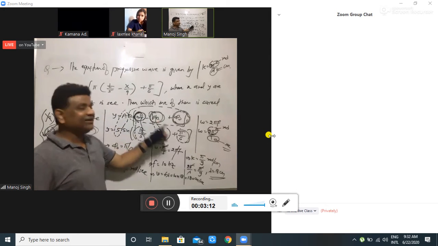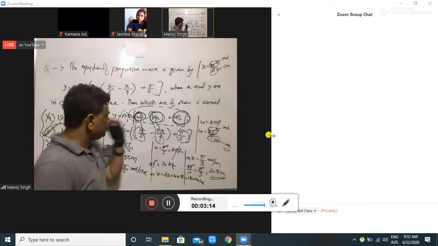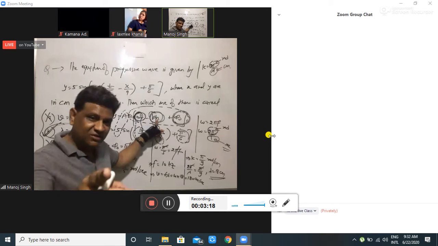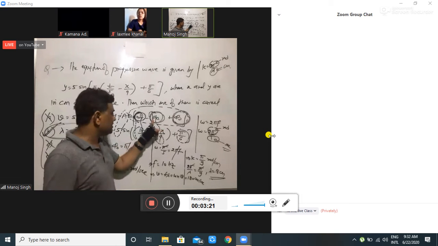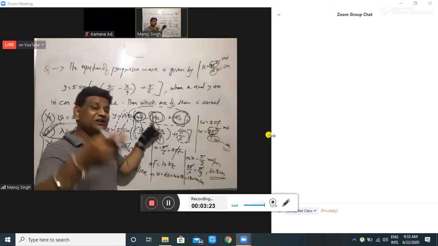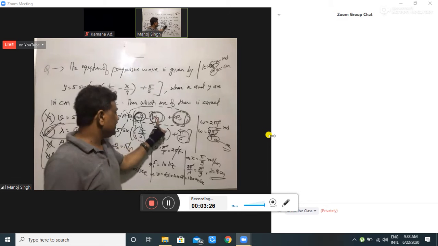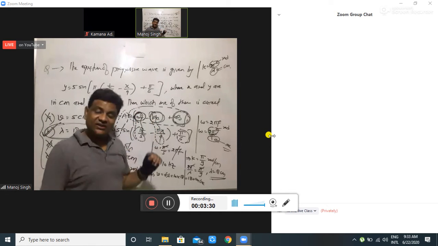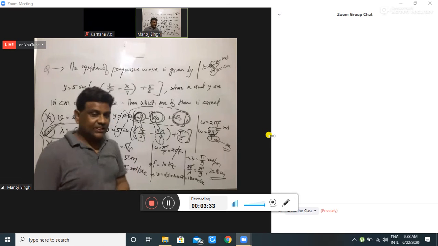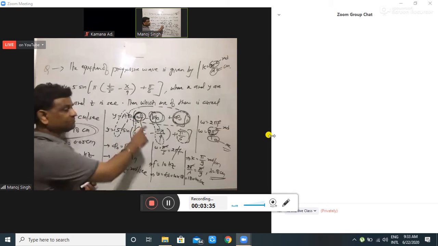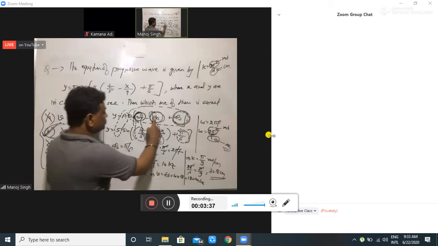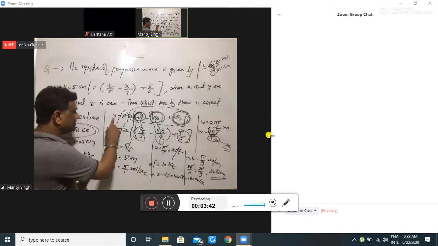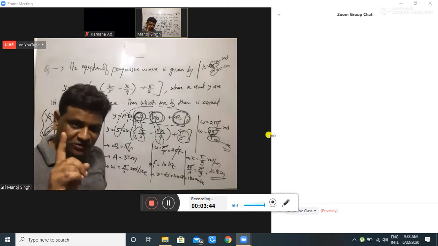Unit of k depends upon the unit of x. If x is in centimeter, k will be radian per centimeter. If x is in meter, k will be radian per meter. So unit of omega depends upon the unit of small t. Unit of k depends upon the unit of x. Unit of a depends upon the unit of y.